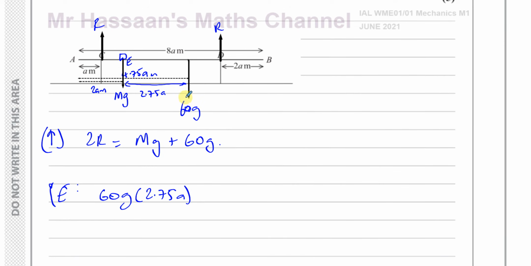And that's the clockwise. The clockwise moment would be this as well, because if this is the pivot, it would tilt like this.